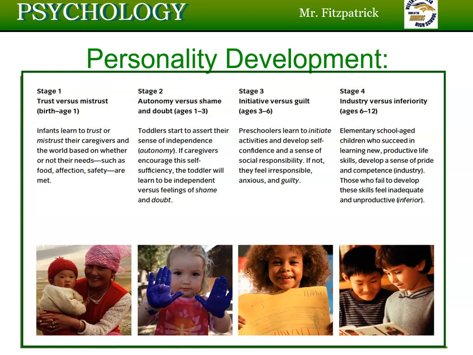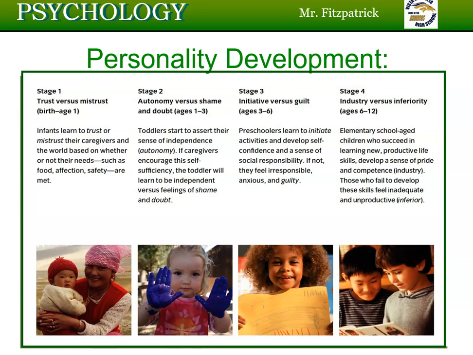So when children are little, they learn to either trust or mistrust their caregivers based on what kind of needs they got, such as food, affection, and safety. So they learn to trust others or mistrust. As they grow, the toddlers start to assert their sense of independence, which is autonomy. If they're encouraged in this kind of self-sufficiency, then they learn to be independent. Otherwise, they develop doubt and sometimes feelings of shame.